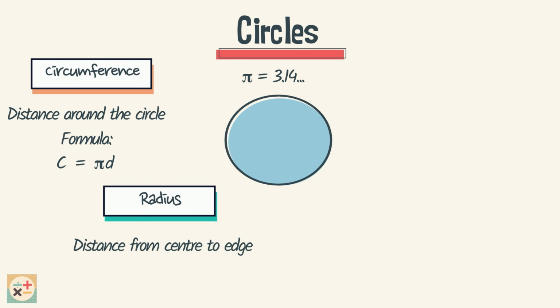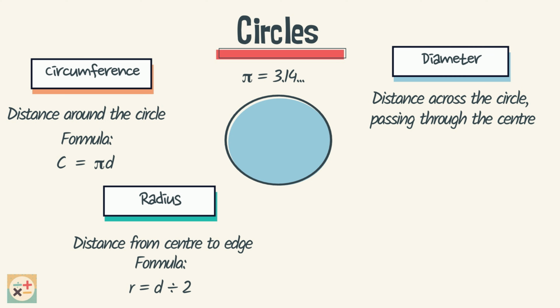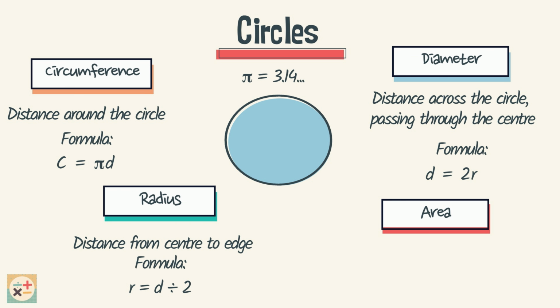Radius, distance from the center to the edge. The formula is diameter divided by 2. Diameter, across the circle through the center. The formula is 2 times the radius. And finally, to find the area of a circle you multiply pi by the radius squared.